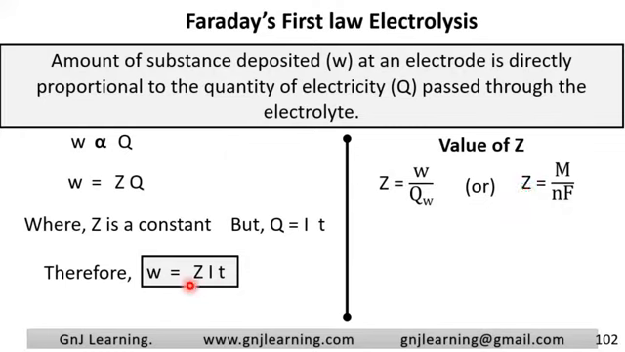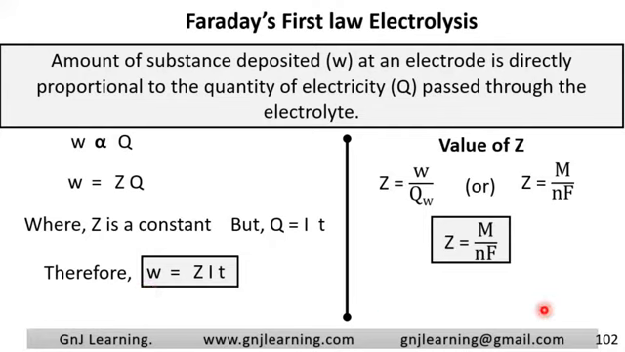So if you know the substance, you will get the value of Z as M by N F. If you know the value of the current in ampere and the time in seconds for which the current has passed, then you will get the amount of substance that is deposited. So this is the application of Faraday's first law to get the amount of substance deposited at an electrode.